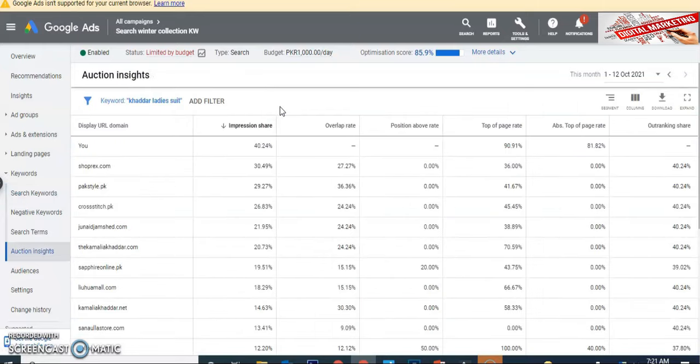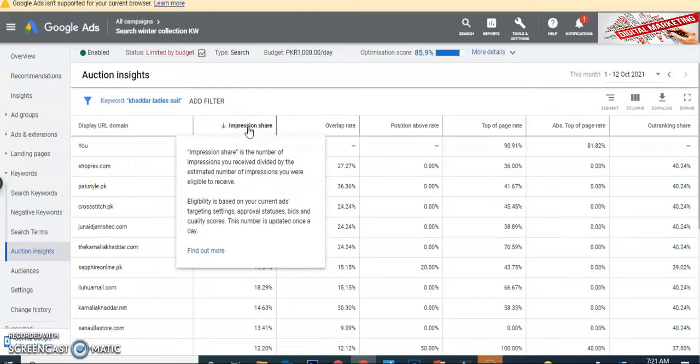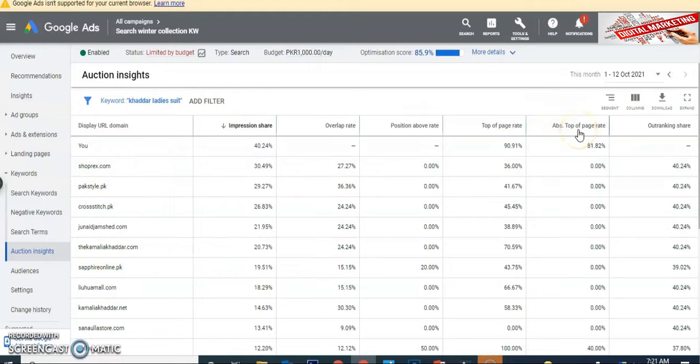Now here you will get the insights of how your ad is performing on this specific keyword, Khaddar ladies suit, as compared to your competitor. There are two important key factors. Number one is the impression share, and number two is the absolute top of the page rate. I will discuss all the factors mentioned here one by one.